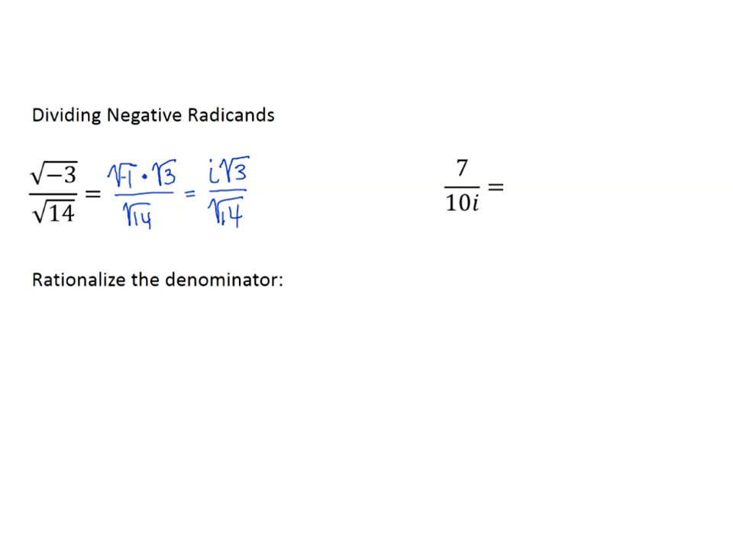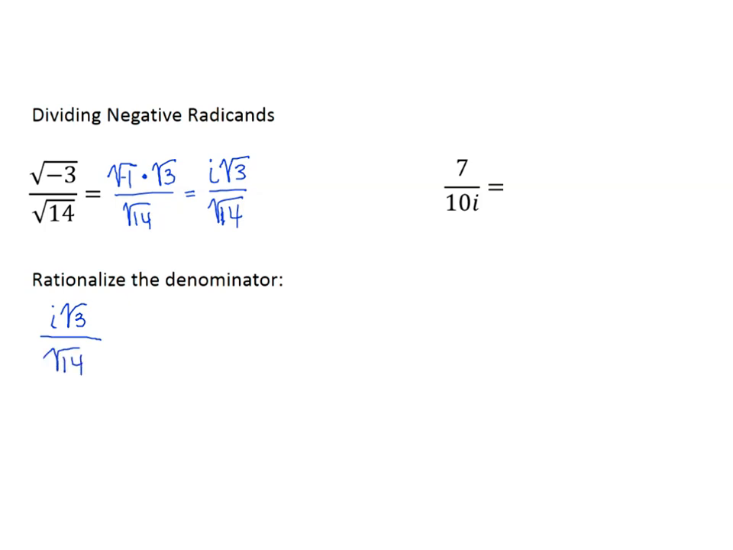Now we're going to do what's called rationalizing the denominator. Rationalizing the denominator means no radicals in the denominator. So when something says simplify completely, that means no radicals in the denominator. And the way we do that is by rationalizing the denominator. Here's what it looks like.